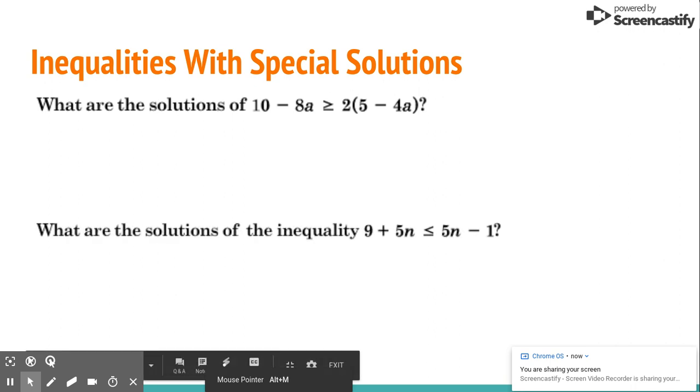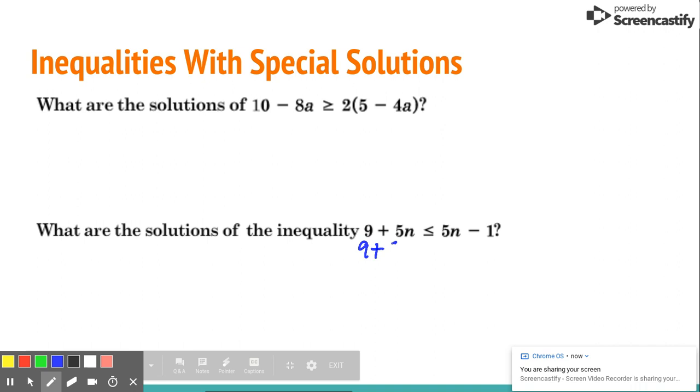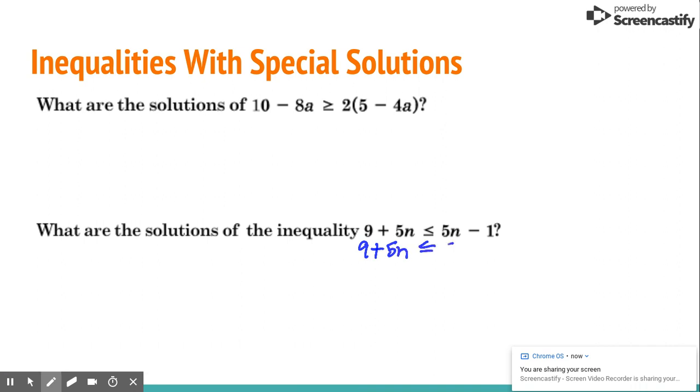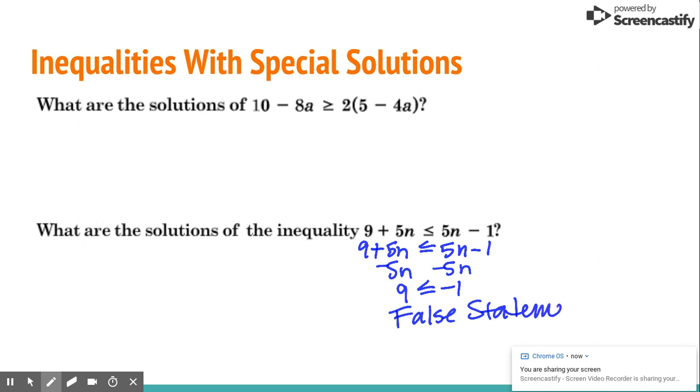All right, next one. You watch what happens with this solution. 9 plus 5n is greater than or equal to 5n minus 1. Move the smaller variable. In this case, there isn't one, but just move one of them. And you're going to get 9 is less than or equal to -1. When you land on a false statement, that means no solution.